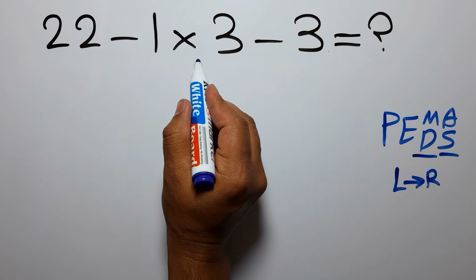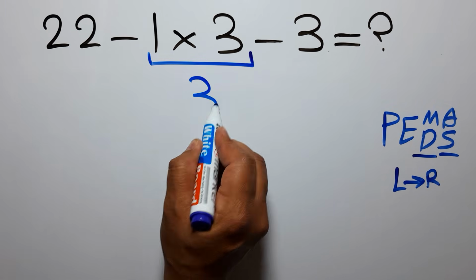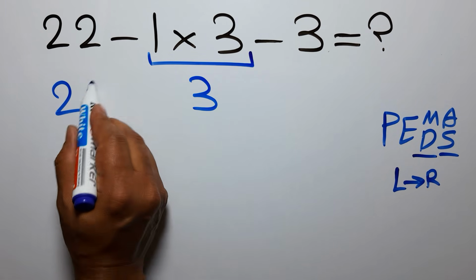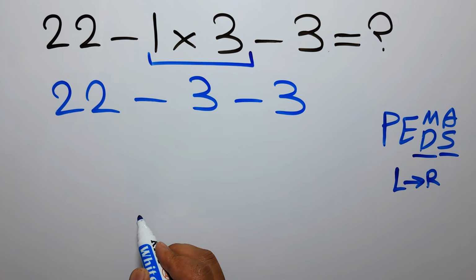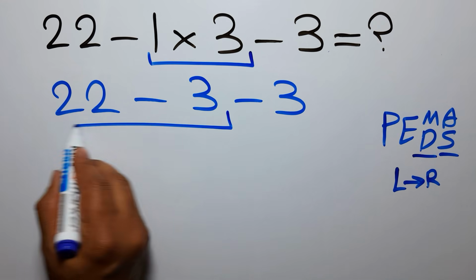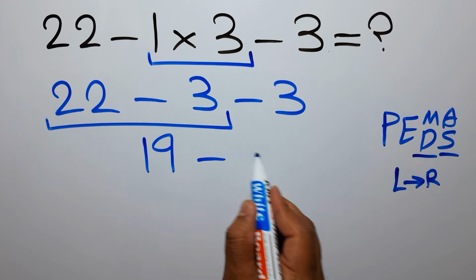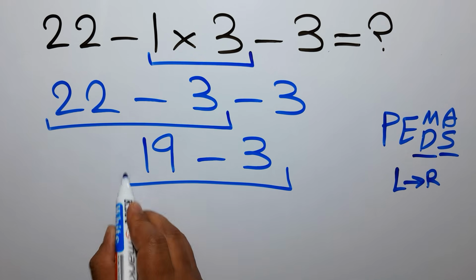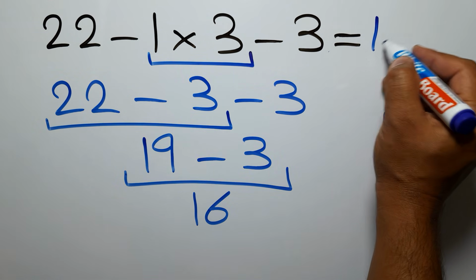So first we have to do this multiplication. 1 times 3 gives us 3. So we have 22 minus 3 minus 3 again. Now we have to do this subtraction. 22 minus 3 gives us 19. So we have 19 minus 3, which equals 16. And this is our final answer to this problem. The correct answer is 16.